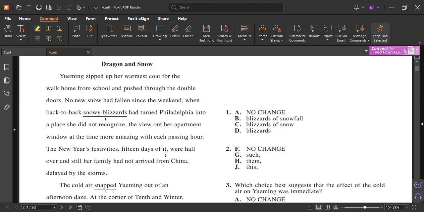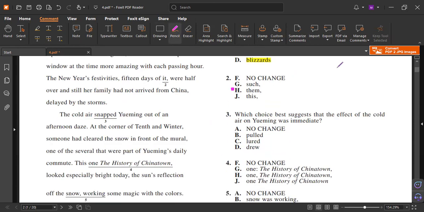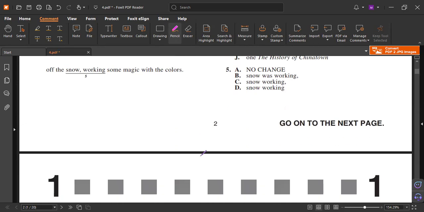Question number 1 is D. Number 1 is correct. For redundancy, correct. Number 2 H. Number 2, correct. Number 3 A. 3A, good. 4 H. Correct. 5 D. 5, correct.